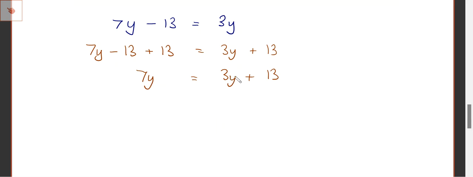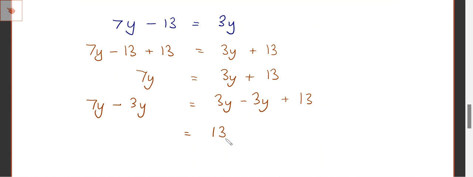I'm going to do it a different way, which is, I'm actually going to write it as 7y subtract 3y equals 3y subtract 3y plus 13. Why did I do that? Because that gets rid of the 3y. So on this side, I'm now left with just the 13. What am I left with on this side? 4y. Remember, we did this before, didn't we?